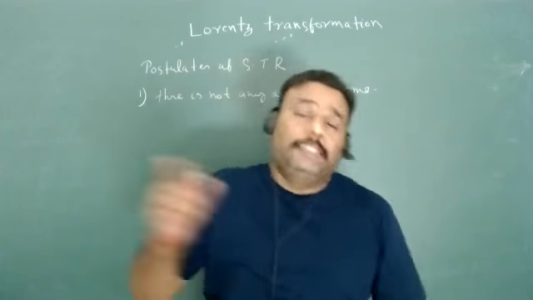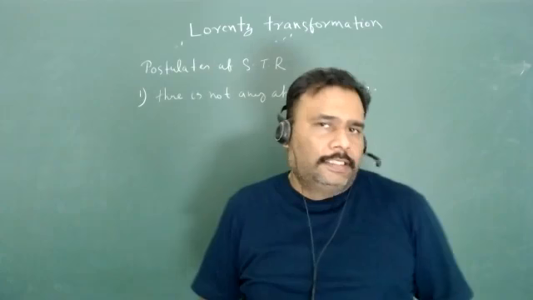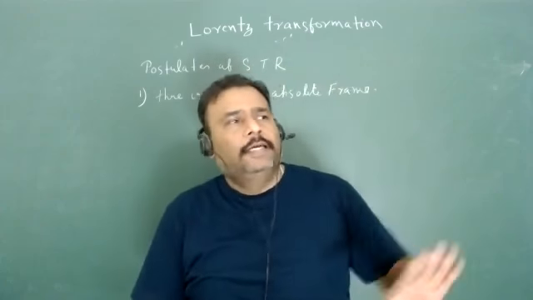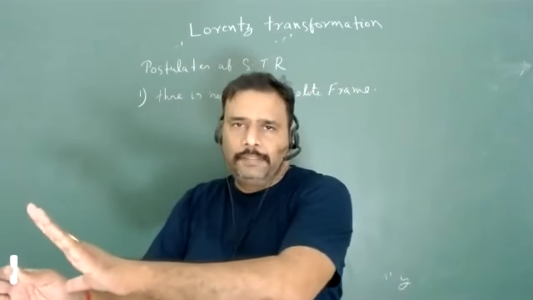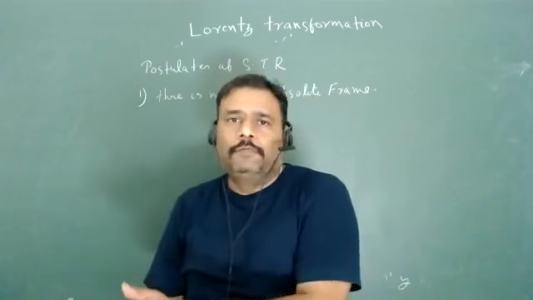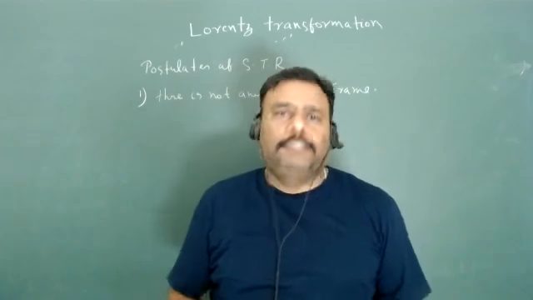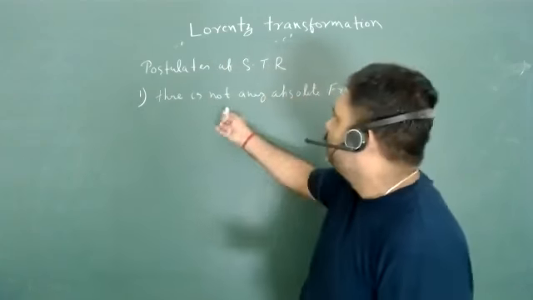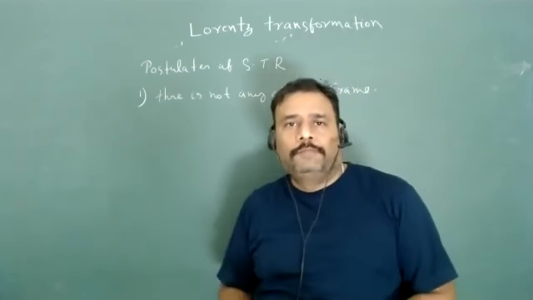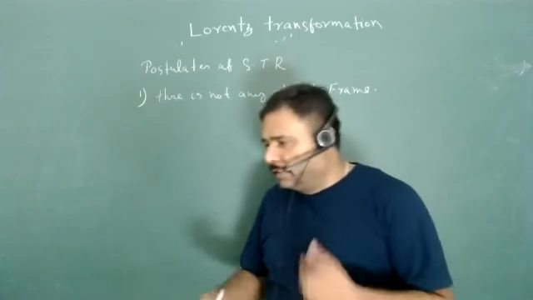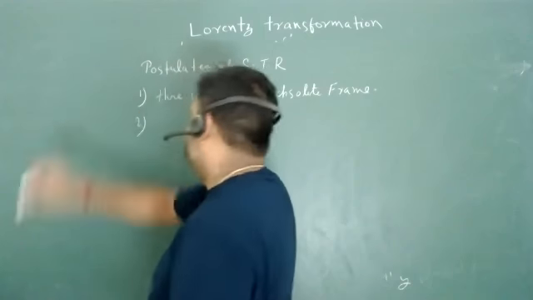You cannot define every time that this will be my S frame or this will be my S dash frame. It is our convenience that we define, okay, let me define this as the S frame, then according to my convenience, this will be my S dash frame. Obviously, if the first frame is moving with respect to the second one, the second one is also moving with respect to the first one. This is all about your first postulate, and it tells you there is nothing called an absolute frame. All frames are relative to each other. So this is our first postulate. Now, let's go for the second postulate.